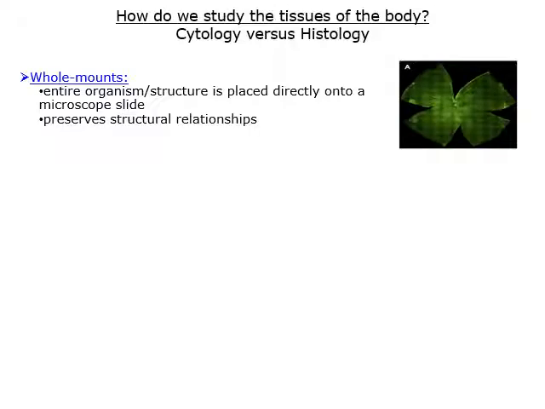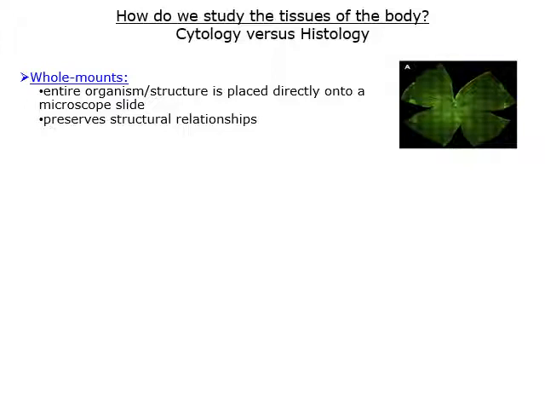In order to study the tissues of the body, we first need to distinguish cytology from histology. Cytology involves the microscopic observation of stained cells, but it does not require sectioning. In some cases, one can obtain cells from the body in a suspension that can be analyzed directly. Sometimes an entire organism or structure can be placed directly onto a microscope slide, although this isn't as common when studying human tissues. This technique is useful to preserve structural relationships.